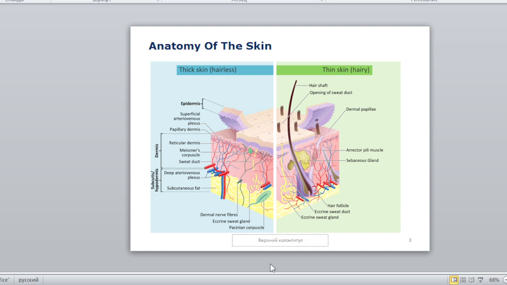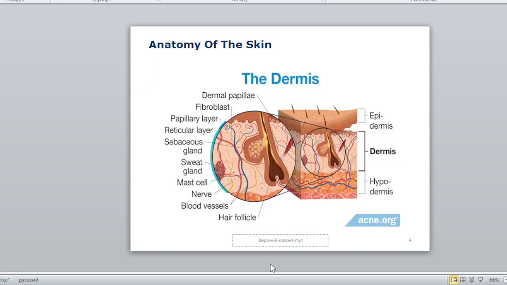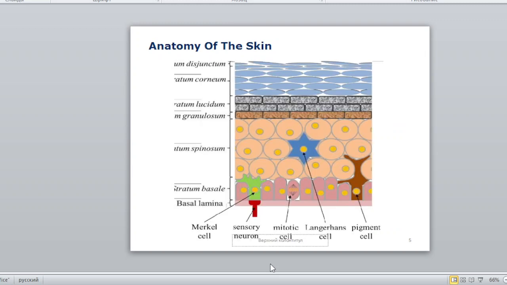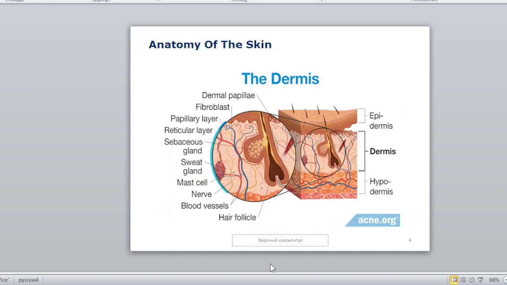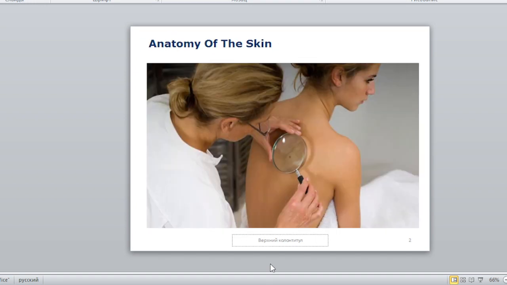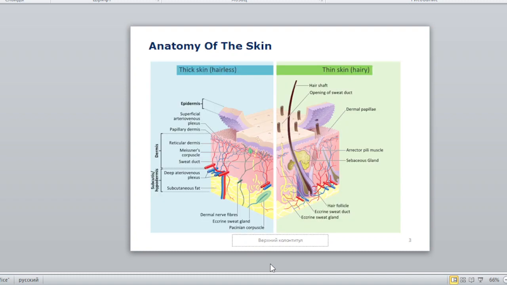Next slide. We can divide the skin into 3 different regions. The outermost section of the skin is known as the epidermis. The middle portion is known as the dermis, and the lowest portion is known as the hypodermis, or the subcutaneous layer. Please watch the second short video.